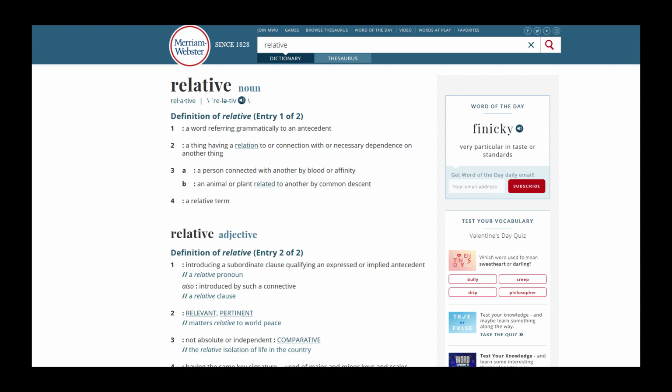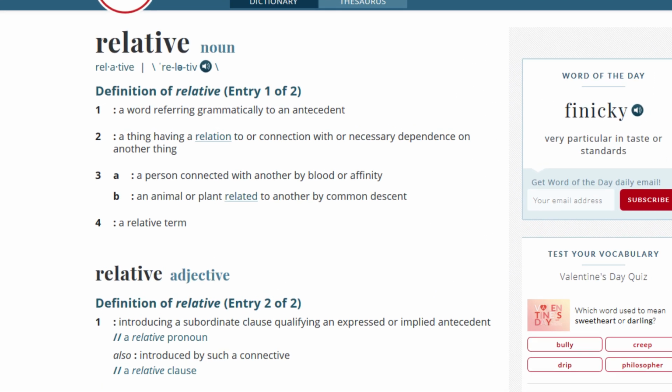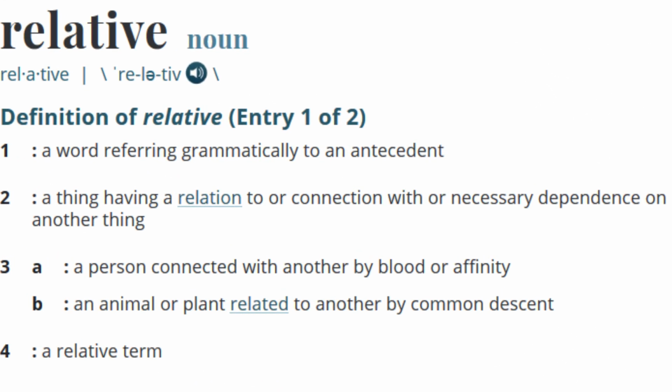What do you think when you hear "it's all relative"? On Merriam-Webster's website, it defines the term relative as a thing having a relation to, or connection with, or necessary dependence on another thing. Let's take a tour to understand what relativity in physics means.